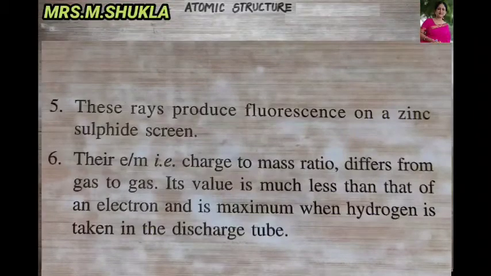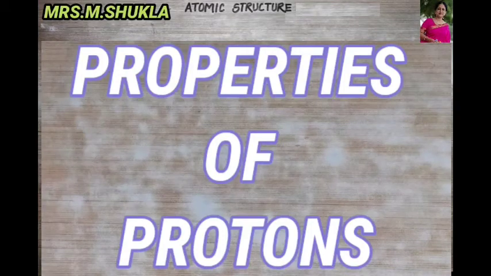These rays, they produce fluorescence on the zinc sulfide screen. Then the e by m charge, that is, or we can say the ratio between the charge to the mass, it differs from gas to gas. Its value is much less than that of an electron, and it is maximum when hydrogen is taken in the discharge tube.